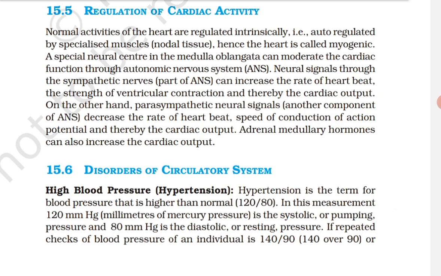Normal क्या है, 120 और 80. इन दिस मेजरमेंट 120 mmHg सिस्टोलिक होता है, मीन्स कॉन्ट्रैक्शन और पंपिंग प्रेशर, और 80 mmHg डायस्टोलिक, रिलैक्सेशन और रेस्टिंग प्रेशर. If repeated checks of the individual is 140 over 90 or higher, it shows hypertension. Higher blood pressure leads to heart diseases and also affects vital organs like brain and kidney.